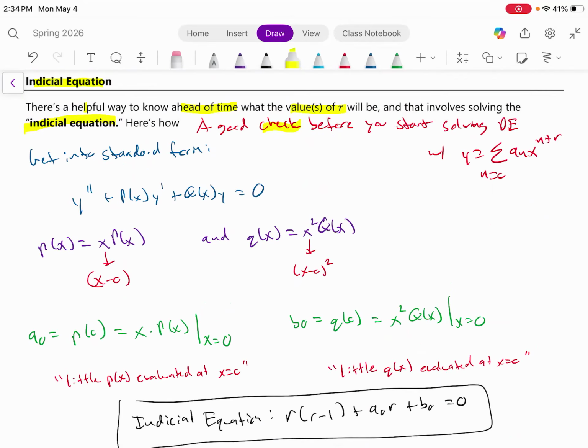Okay, so that's it for the initial equation. We'll use this in an example to double check.